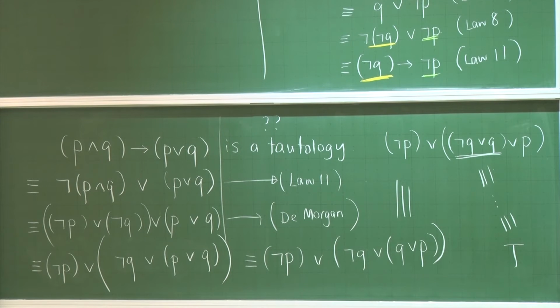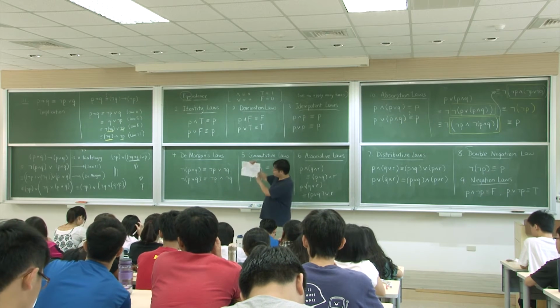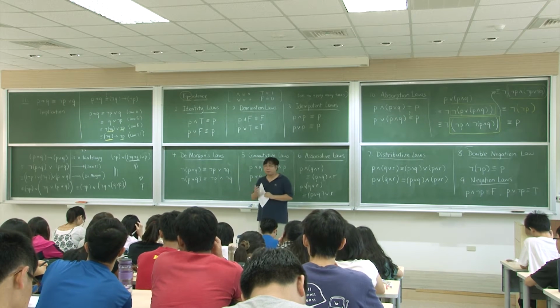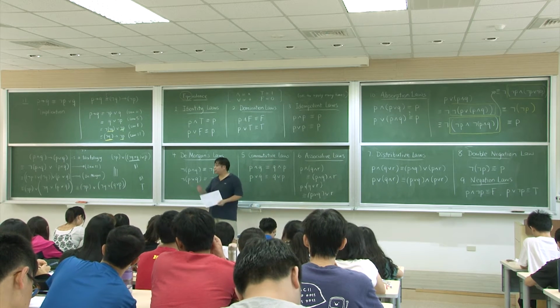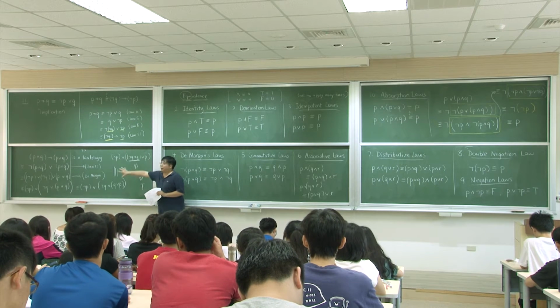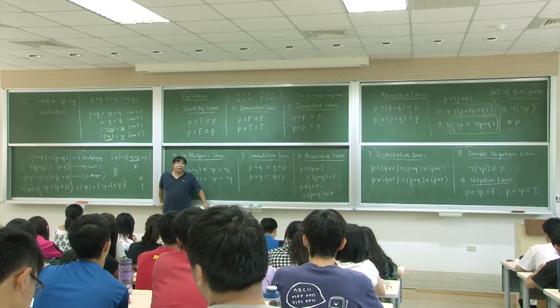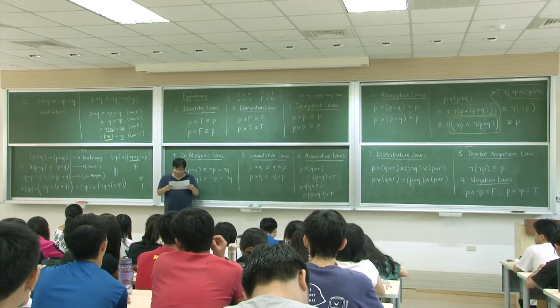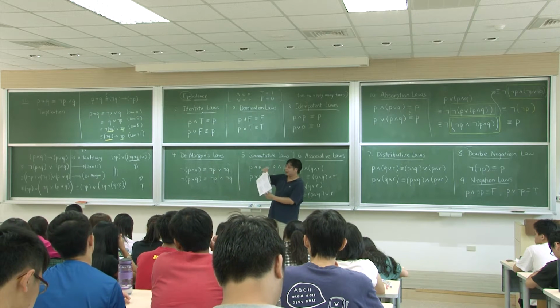So it is always true. We didn't make use of the exact value of P or Q. We don't know whether P is true or false. We don't know whether Q is true or false. But we still can deduce that the overall thing is always true. Then we call it a tautology. Okay? That's it. Good.